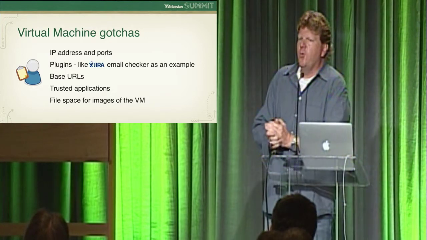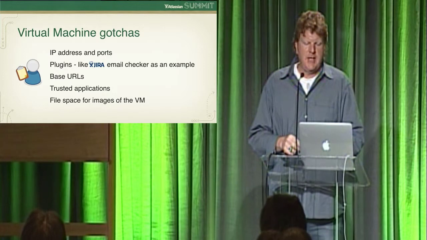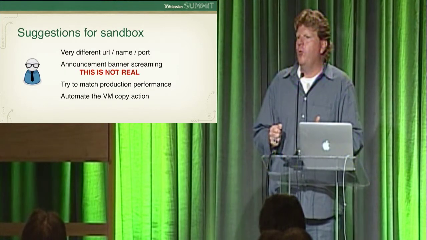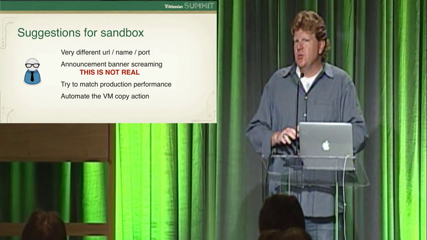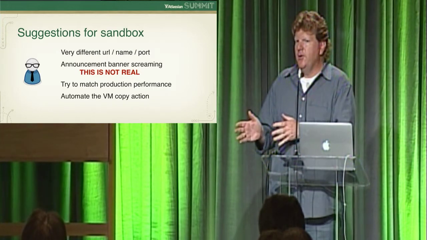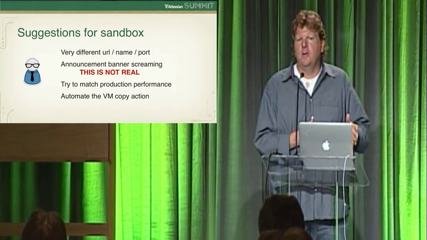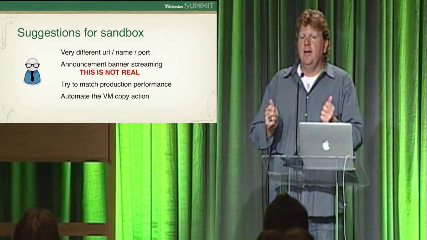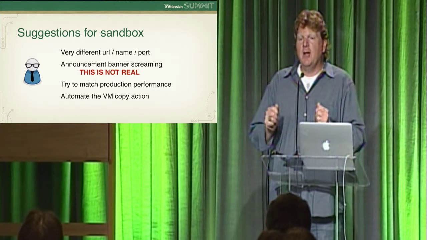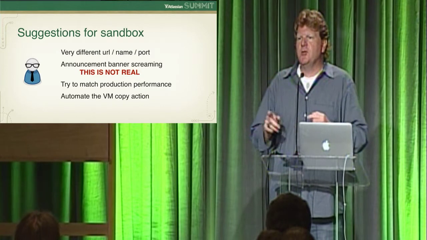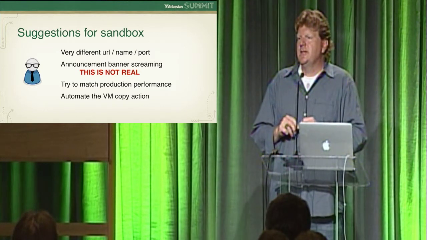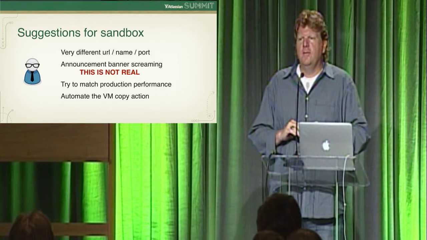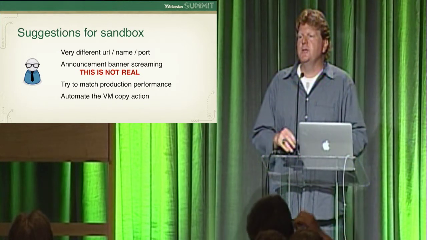So, some suggestions for running your copy of production sandbox. Use a very different URL or name or port number. I want to make sure that there's no confusion between this parallel universe production Confluence and the real production Confluence. The worst thing I can see happening is somebody having a bookmark to what they thought was production, and they ended up in a non-production. If you use a very different name, maybe use non-standard port numbers.